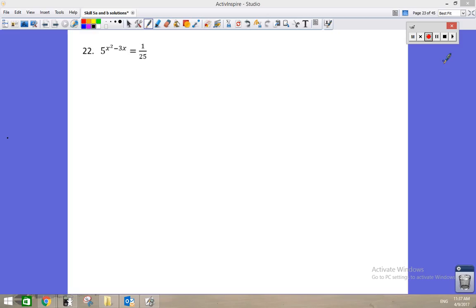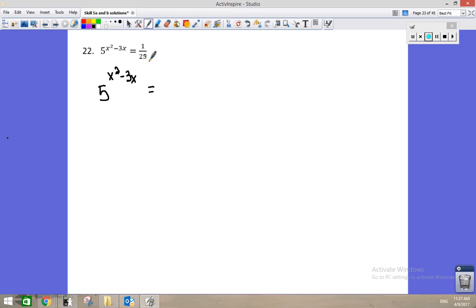Here we have an exponential equation, and the idea is that we would like both sides to have the same base, so that we can use this property of exponential functions that they're a one-to-one function. So the 5 is fine. I like that. I'm going to leave this base of 5. I want the other side to have a base of 5. All right.